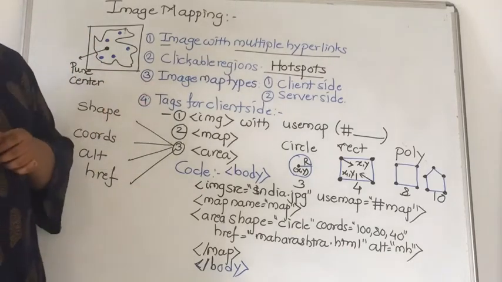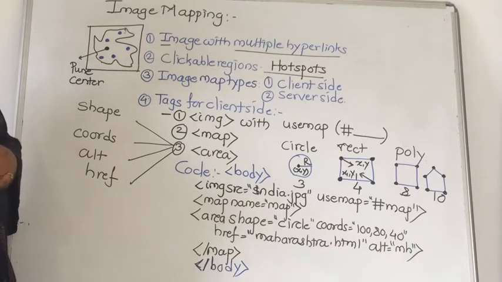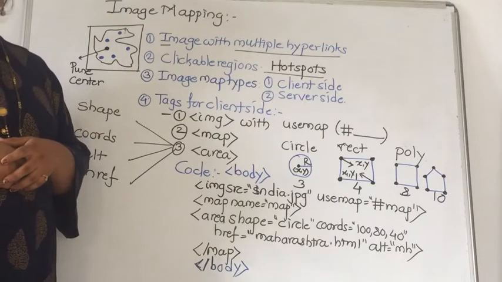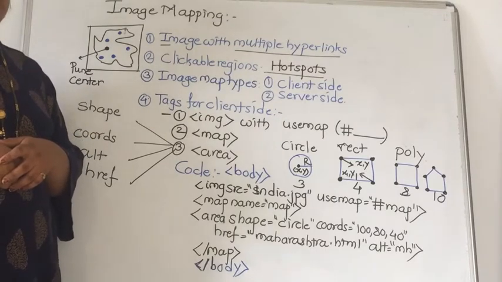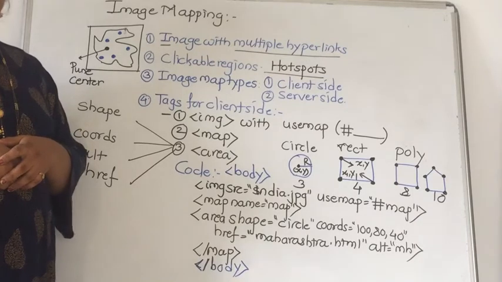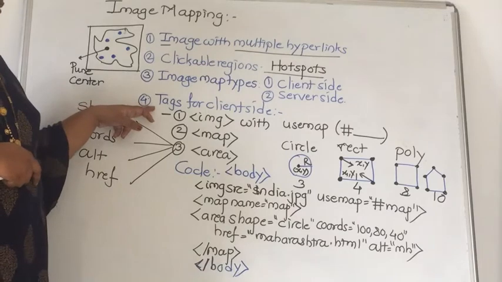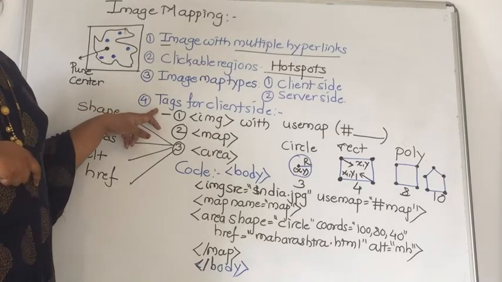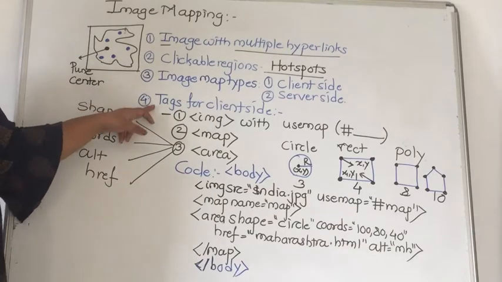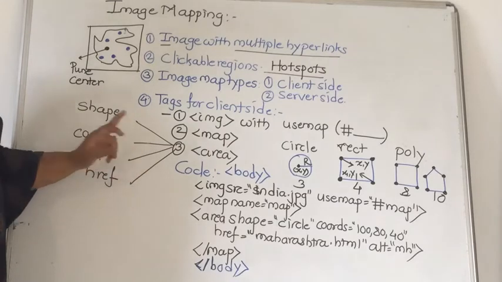Now image maps are of two types: one is the client side image map and the second is the server side image map. In the client side image map, the image is taken from your PC, that is from the client side, and when you take or download an image from the server side, it is known as a server side image map. For this year, in the 12th standard, they have given the client side image map. So here, one by one, we will see the client side image mapping tags.